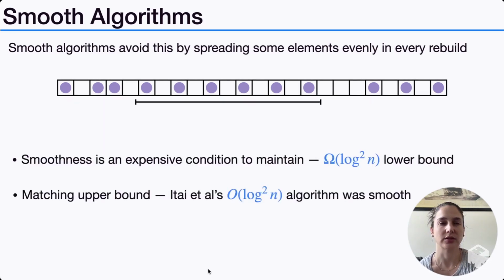So this is a good condition to guard against adversarial inserters, but it's relatively expensive to maintain. As I mentioned, there's a log squared n lower bound. And this is tight because the classical Itai et al. log squared algorithm also is smooth.